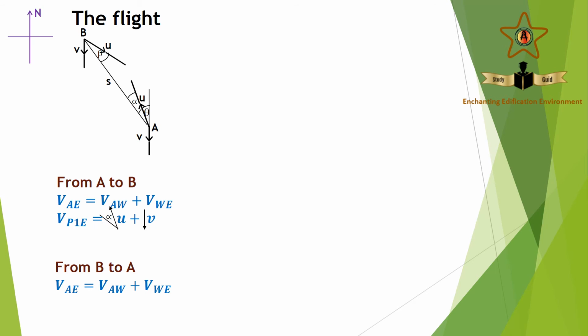Then flight from B to A. We can apply the same relative velocity rule. Velocity of the aeroplane relative to Earth is equal to velocity of the aeroplane relative to wind plus velocity of the wind relative to Earth. That is taken as v p2e. Again it is u plus v, but the direction of u is at angle beta from B to A. V is again southward.